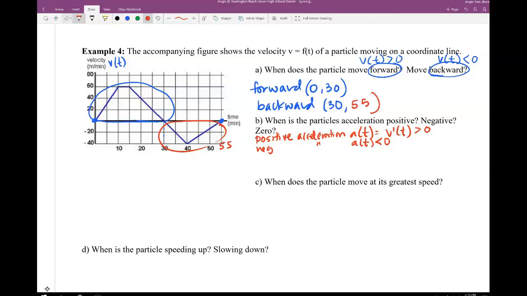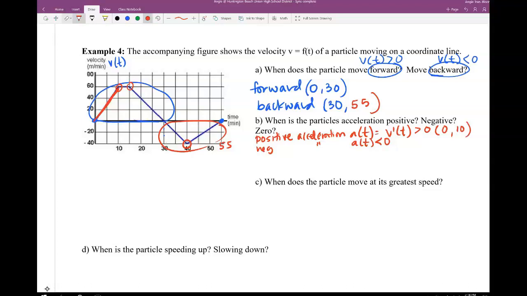So let's look at the positive. So this is v of t. So if I take the derivative of v of t, that will give me acceleration, a of t. So from here to here, it looks like that is a positive, right? These are the undefined spots. Would you agree? Okay. So I have a positive slope from 0. So positive from 0 all the way to 10. Is that the only one that's positive?